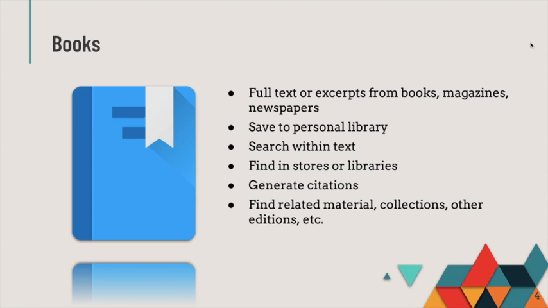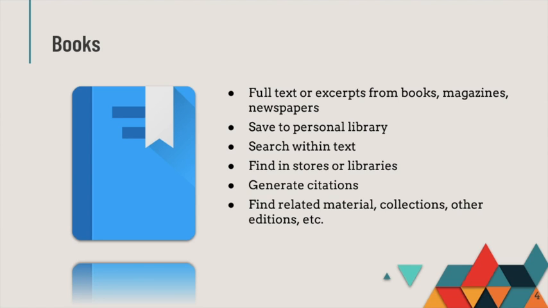So Books is the first one. This is the icon to find it. On Google Books, you can find full text or excerpts from books, magazines, and newspapers. So you can just search by title, you can search by author or topic, and then refine the search down. Anything that you like in there, you can save to a personal library so that it's available to you anywhere. You can search within a text for certain keywords.